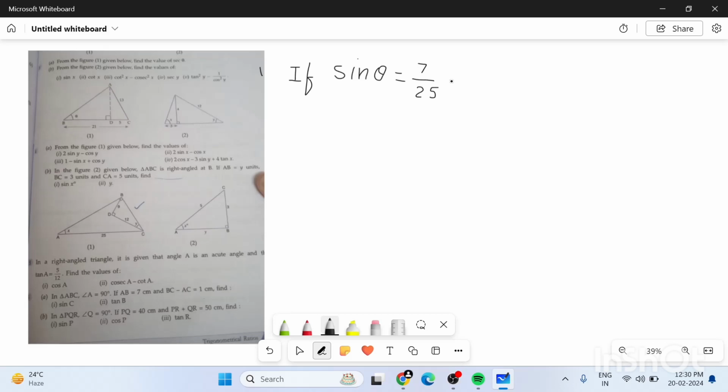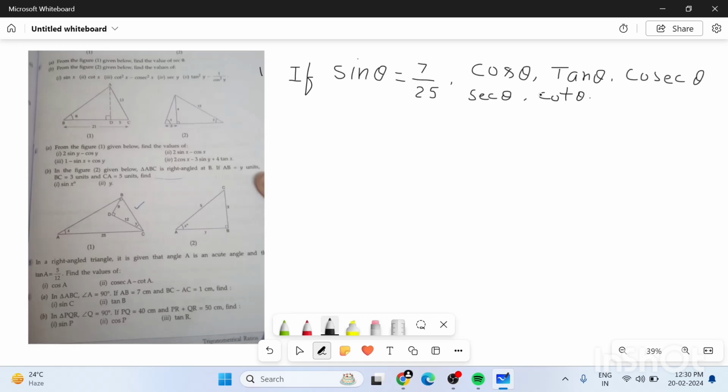Other trigonometric ratios, for example, you can find cos theta, you can find tan theta, you can find cosec theta, and similarly you can find sec theta and cot theta. These are only 6 trigonometric ratios.